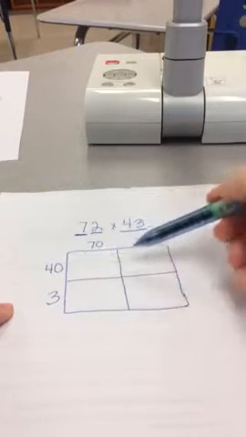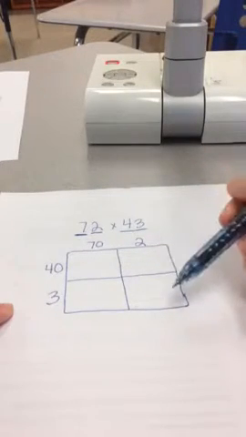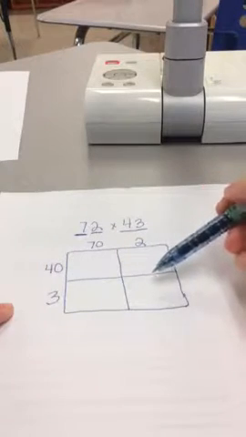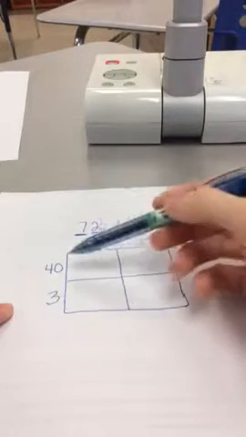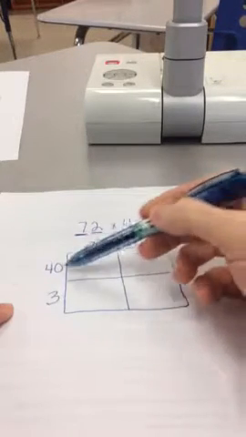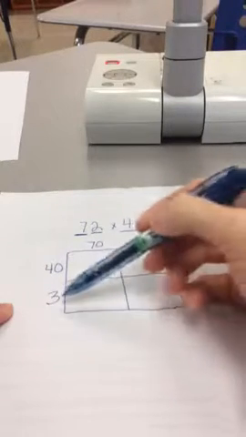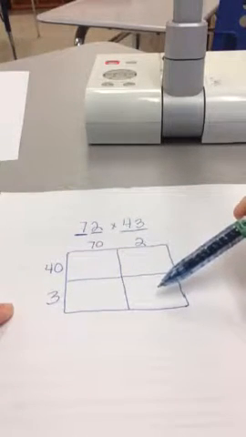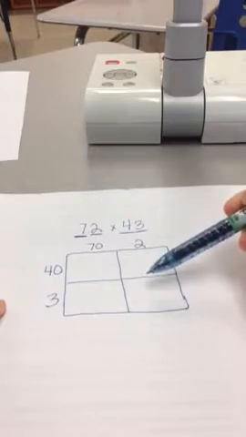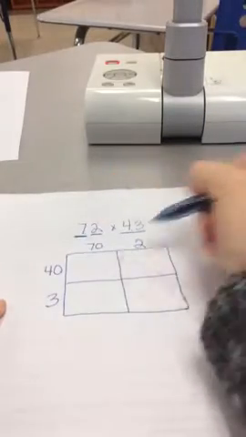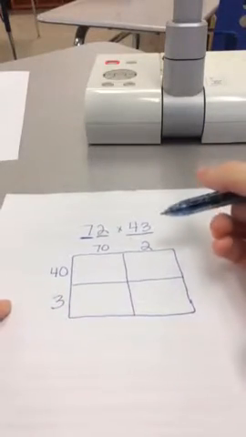Now, I want you to, if you haven't already, pause the video, multiply this out. If you have already done that, then you can keep going. You're going to multiply these two, these two, these two, and these two. So if you haven't done it yet, pause it and do that now. If you're ready to go, let's get these checked.